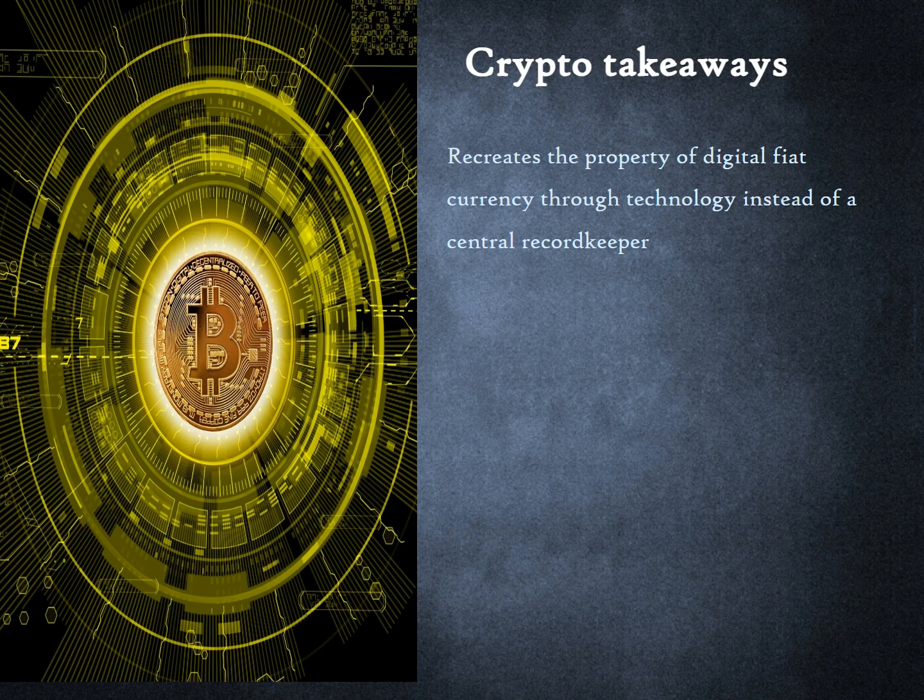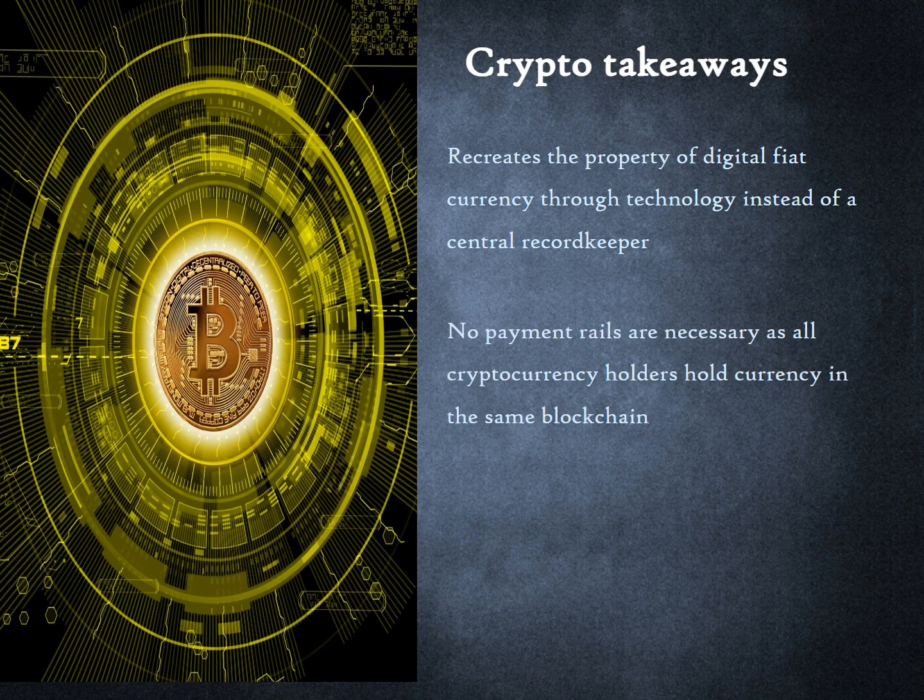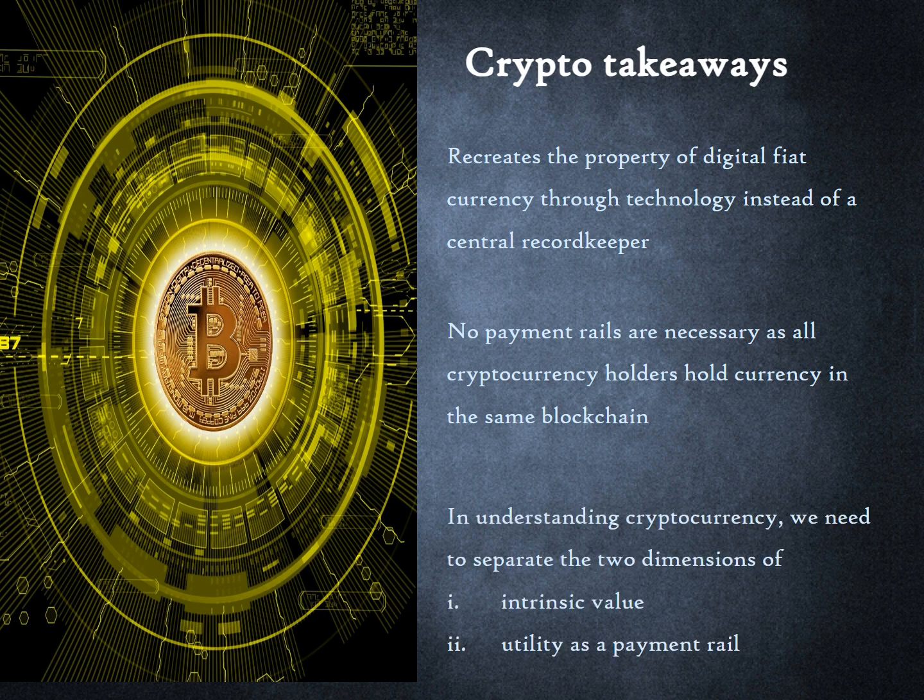First, cryptocurrency leverages technology that recreates the properties of digital fiat currency. Second, since everyone stores cryptocurrency on the same database, no payment rails are necessary. Third, in understanding cryptocurrency, we need to separate the two dimensions of cryptocurrency, its source of intrinsic value and its utility as a payment rail.